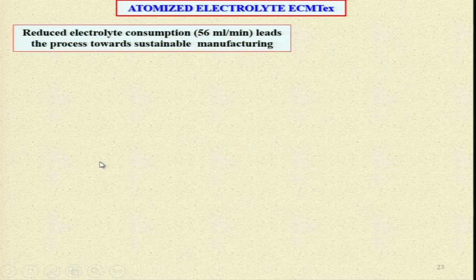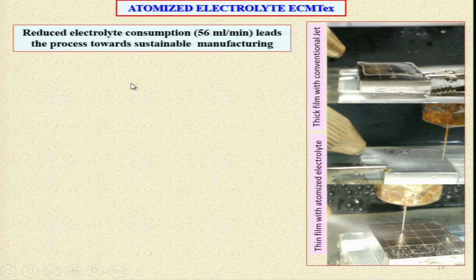Now, what do you get? Reduced electrolyte consumption in atomized electrolyte texturing, 56 milliliter per minute, leads the process towards sustainable manufacturing. You can see various pictures here. A thick film with the conventional jet is being created over here. Then a thin film with the atomized electrolyte, and you can see a very thin film is created, as we have seen in the earlier one. This is the tool, and this is the atomized electrolyte, and it is able to machine or drill the holes.